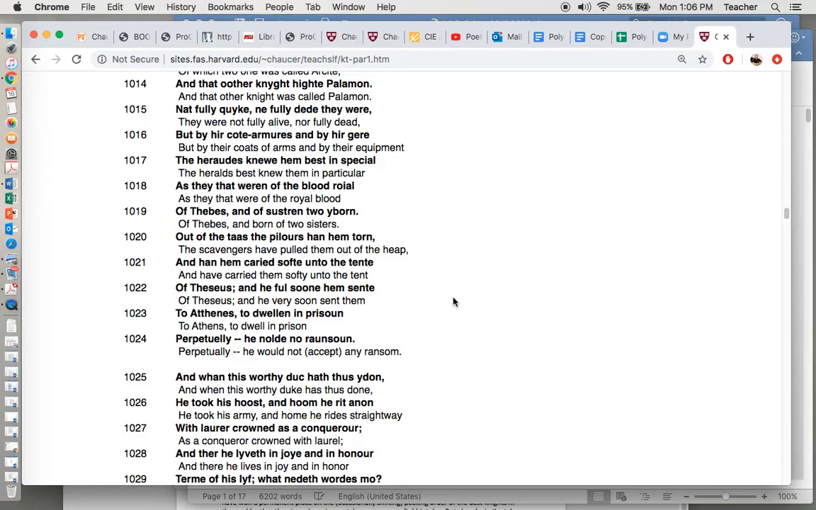Okay, 1015. Not fully quick, ne fully dead they were, so quick meaning alive. But by her coat armors and by her gear, the heralds knew them best in special, as they that were of the blood royal of Thebes and of sisters two y-born. Out of the tas the pillers had them torn, and had them carried soft unto the tent of Theseus, and he full soon them sent to Athens, to dwellen in prison perpetually, he would no ransom.